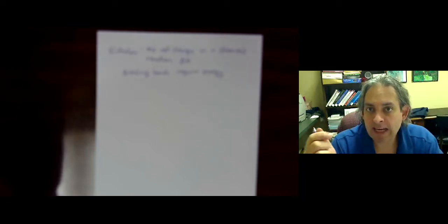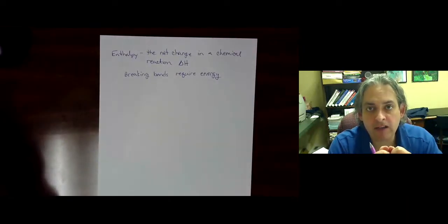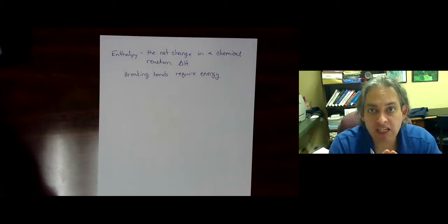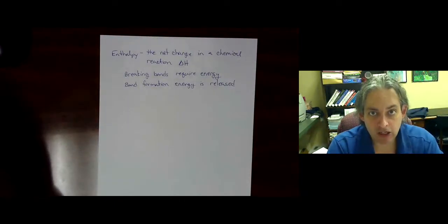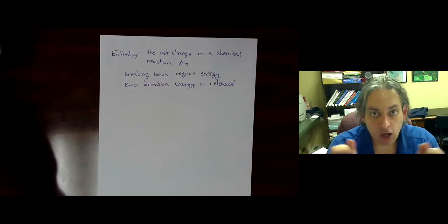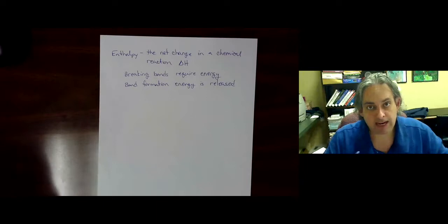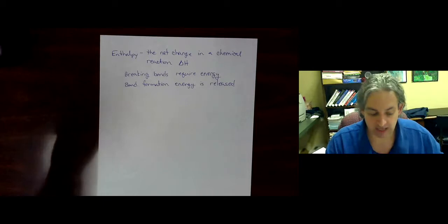Once those bonds have broken, then we have all these individual atoms. Those atoms will then come together to form new bonds. When atoms come together to form new bonds, then energy is going to be released. And so bond formation is energy being released. Breaking bonds require energy. When bonds are formed, energy gets released. So when bonds break, we have to put energy into it. And when bonds form, energy comes out.